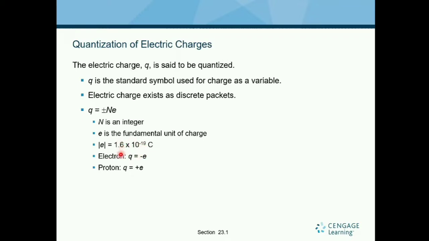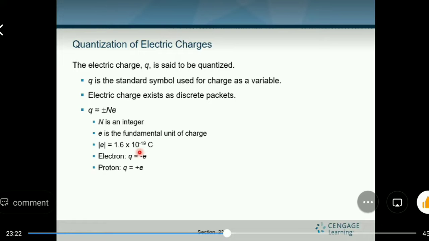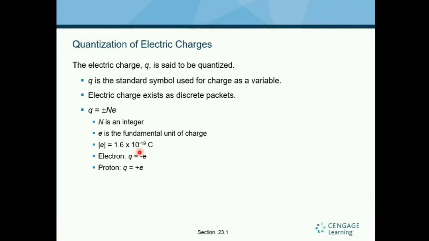This number has to be memorized. No matter if you want to study as an electrical engineer, computer engineer, civil engineer, or any kind of engineer, you have to memorize this fundamental unit of charge. It's 1.6 times 10 to the negative 19th coulomb. For an electron, the charge is negative. So it's negative 1.6 times 10 to the negative 19th coulomb.